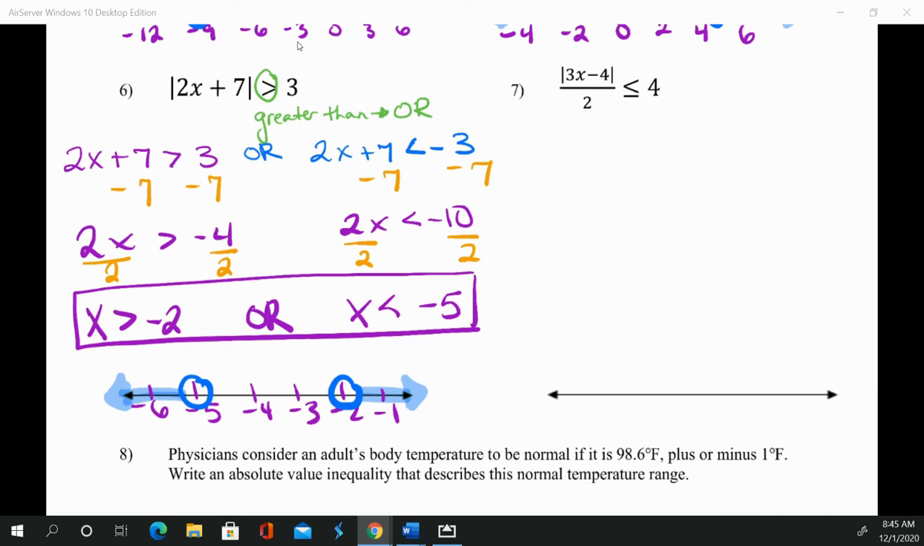All right, so number 2, we're dividing the entire absolute value by 2. So we're going to start by multiplying both sides by 2.